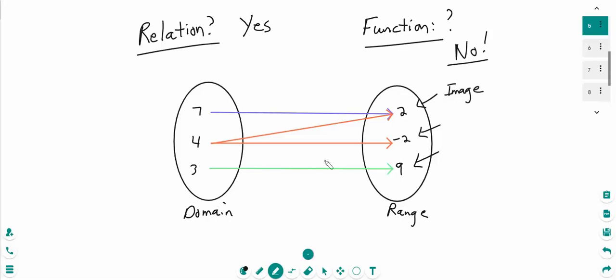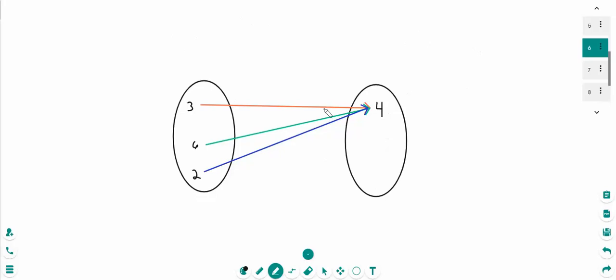So hopefully you saw that right away. Let's go to another one. Is this one a relation? Let's start with that. Is it a relation? Relation? And the answer is yes, it is. Why? Well, for the simple reason that everything in the domain is being related to something. It's all being related to the 4, but they are being related to something. So yes, this would be a relation. And this again, whoops, is the range.